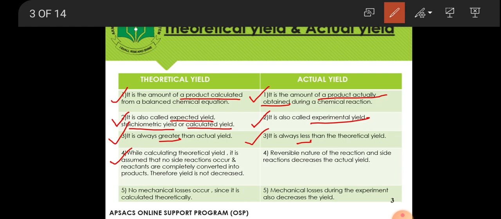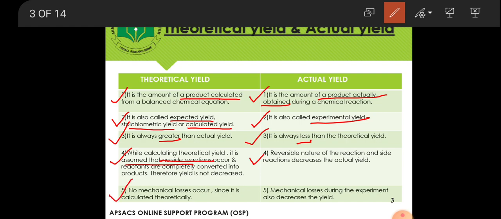Theoretical yield, point number 4, while calculating theoretical yield, it is assumed that no side reaction occurs and reactants are completely converted into the products. Therefore, yield is not decreased. While calculating the product, we assume that no side reaction takes place and we assume that the reactions are not reversible. That does not decrease the yield. Actual yield, point number 4, reversible nature of the reaction and side reactions decrease the actual yield. During the experimental process, the reactions can be reversible or side reactions may take place that decrease the actual yield.